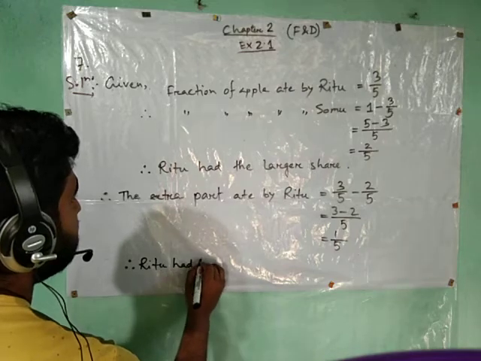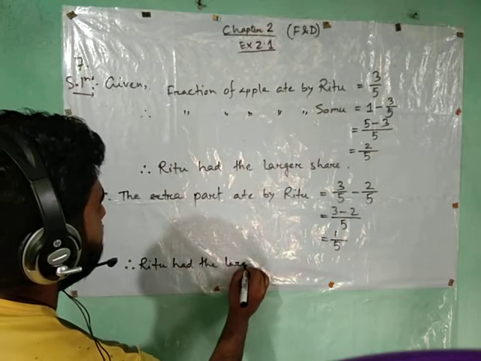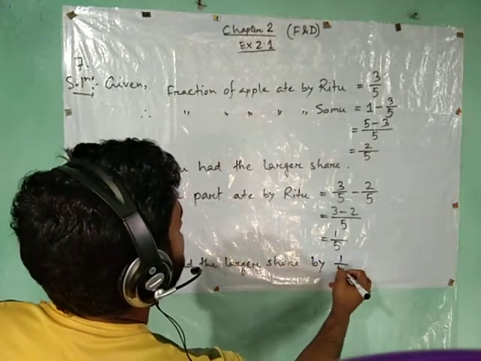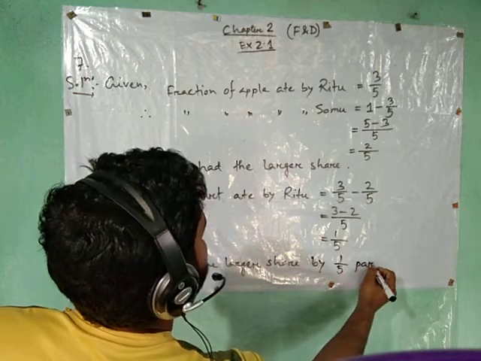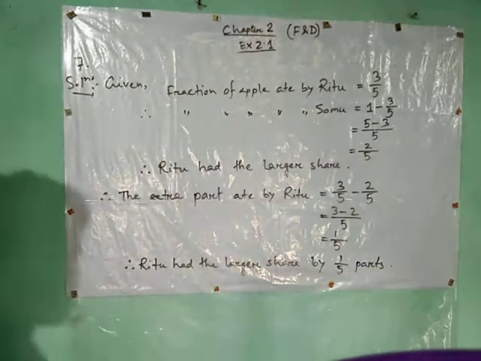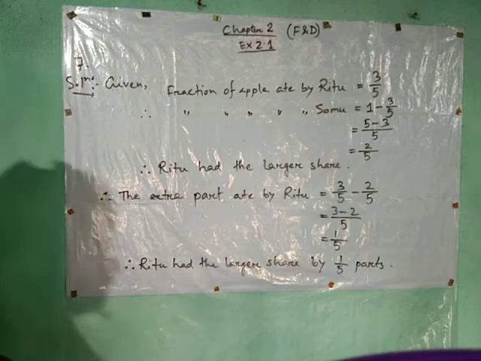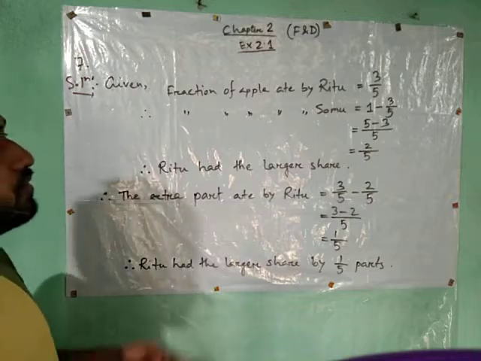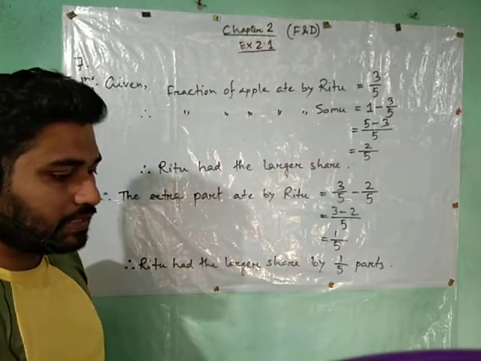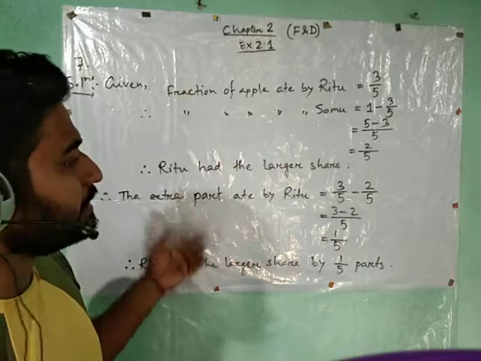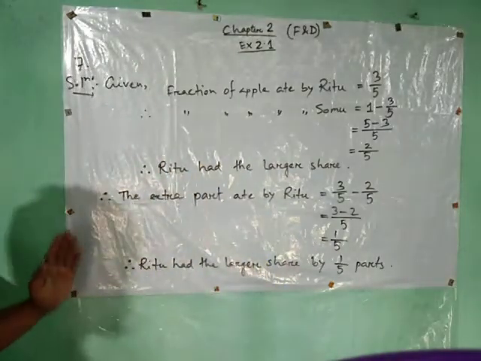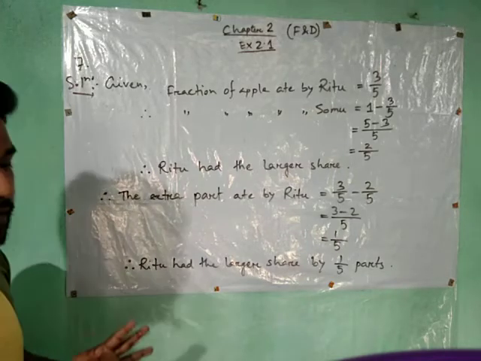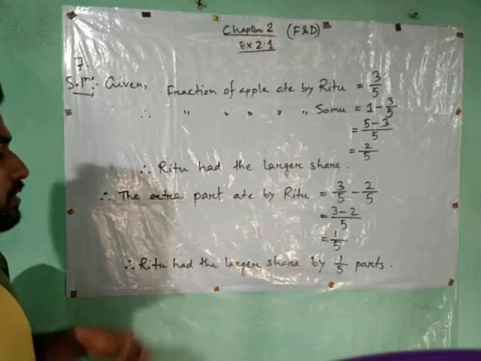Ritu had the larger share by 1 by 5 parts. I hope you got it. Now you solve the question number 8. It will be very easy for you. It is almost similar to this, but it will be far easier than this one. Now I hope you copy this whole, and we will conclude this chapter here. Not chapter, this exercise I will conclude it here.